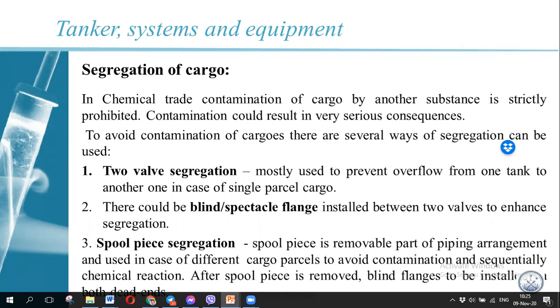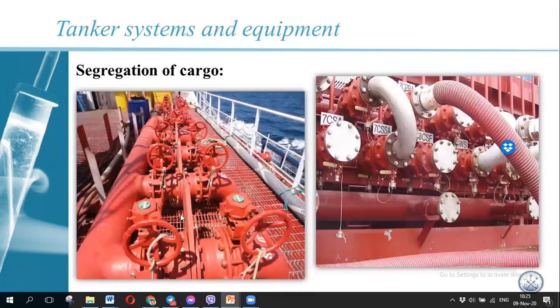The method of the segregation is blind, spectacle flange and spool piece segregation. Just to check it here. Here you see the two valves. You must close one valve and close another valve. In this case, the cargo will be here and will not pass to this line. So that is the segregation by two valves. If this valve is leaking or not closed properly, the second one is the protection.